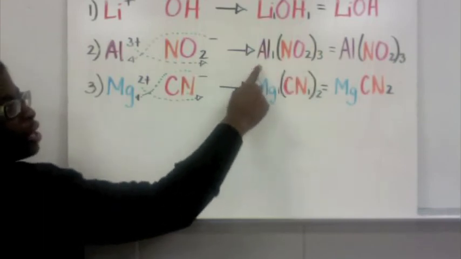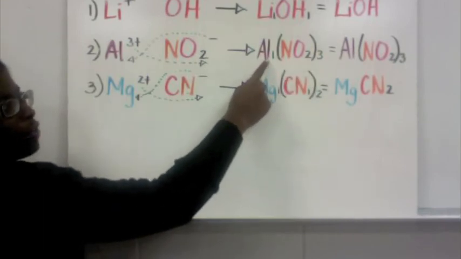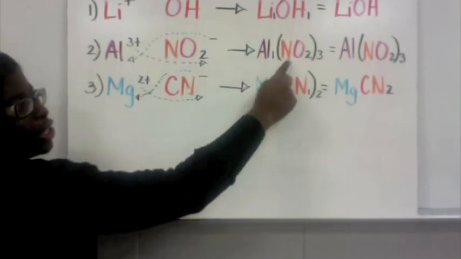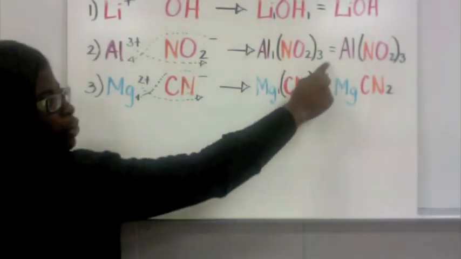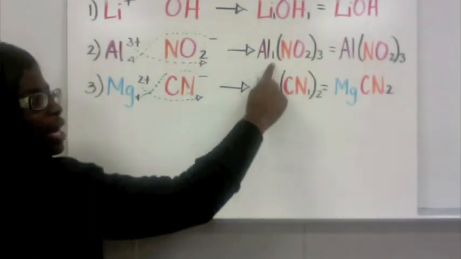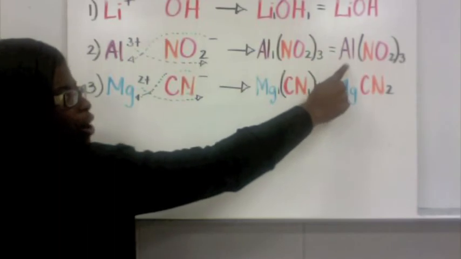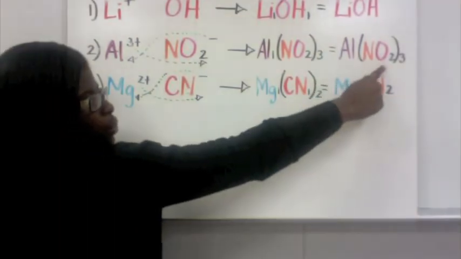So this allows you to know that you're going to have 1 atom of aluminum, but for that 1 atom of aluminum, you're going to need 3 nitrates, which is an NO2, to balance it out. So when you reduce, you would remove the 1 because it's understood. You have Al bracket NO2 bracket 3.